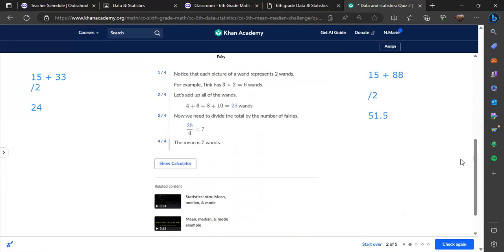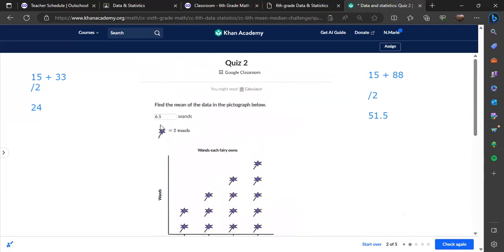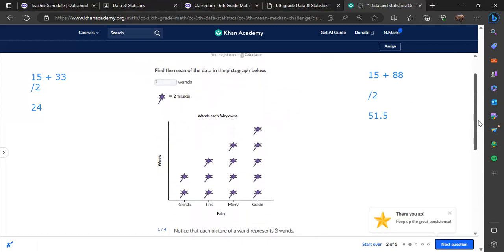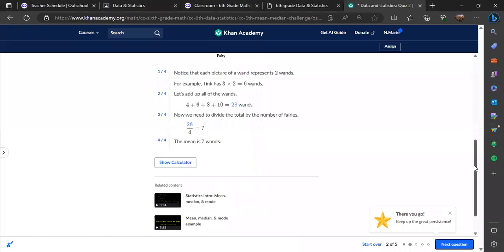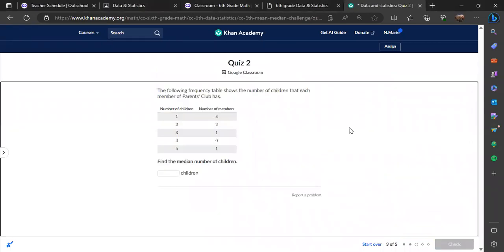Let's see how they did this one. 28 divided by 4. Oh, they did not tell me to round. Okay, so they're not being very specific in their questions. We did that. We added all of them together, and we divided by the number of people, but I guess we should have rounded it to the nearest whole number. They should have said that.